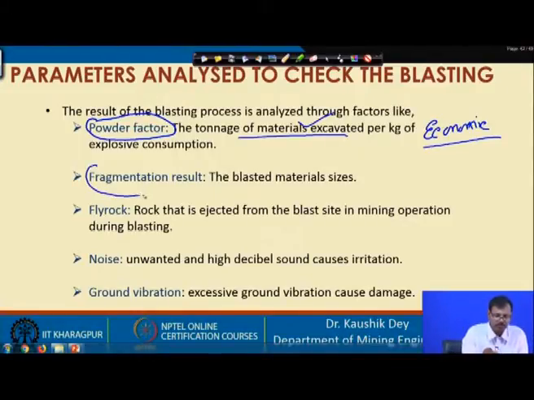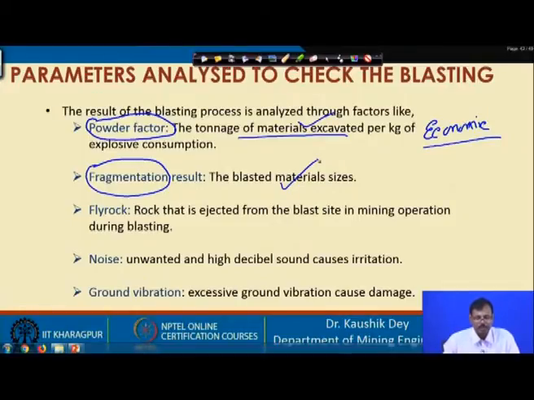Next one is the fragmentation. Fragmentation is basically the size of the blasted material. In fact, when we discuss it in this class at a later stage, we will understand that fragmentation is basically the size of the boulders formed from a blast, and obviously there will be a heterogeneous distribution of these sizes. There may be a few particles of very fine sizes, a few of very large sizes, and other particles in between the large and the finer sizes.